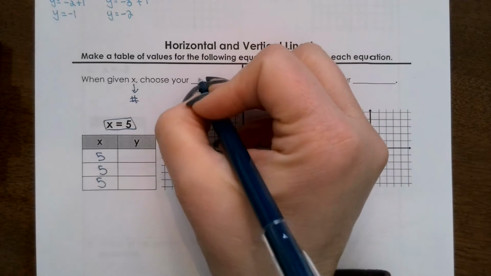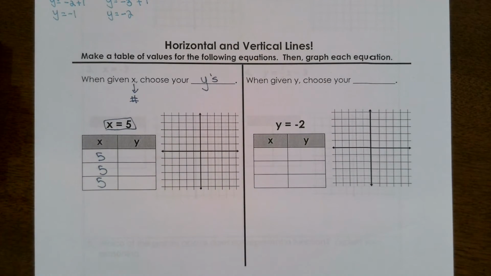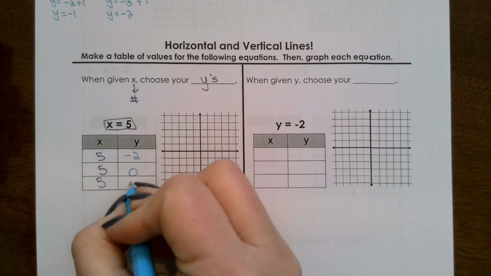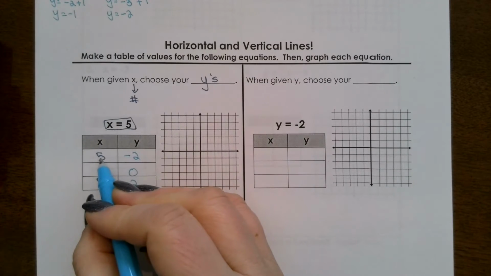And essentially, I'm going to choose my y's, right? Because, well, x is always 5. So y could be, well, negative 2, 0, or 2. Doesn't really matter. It could also be 100, but I don't have that to graph on this. So let's graph this now.